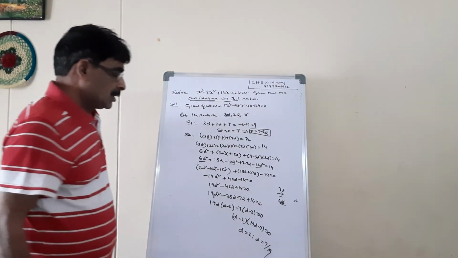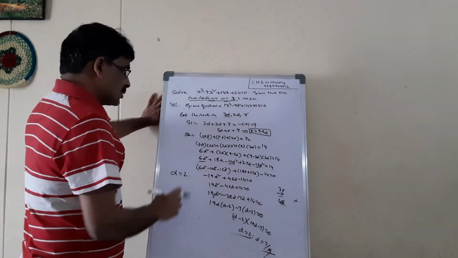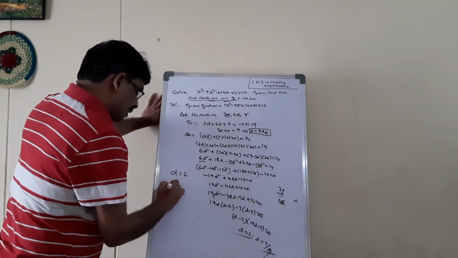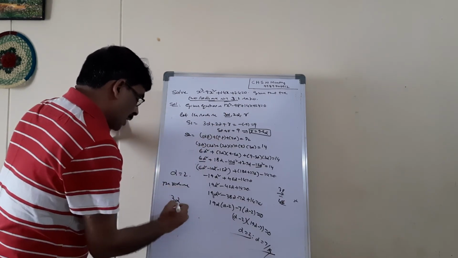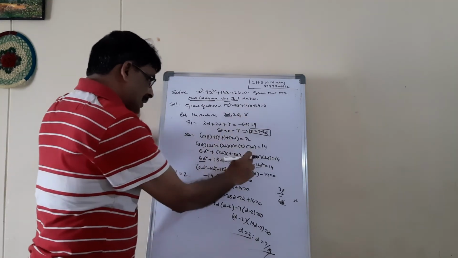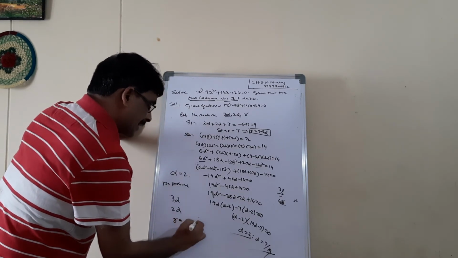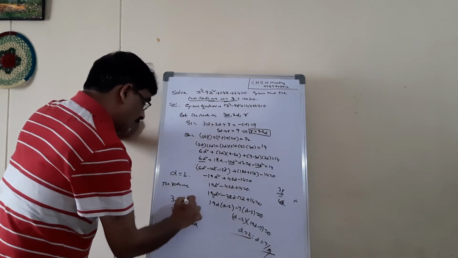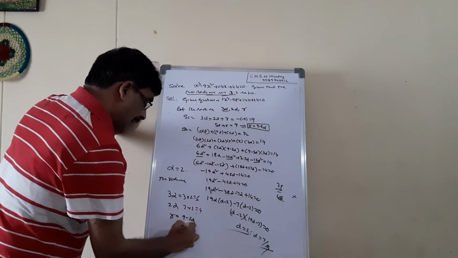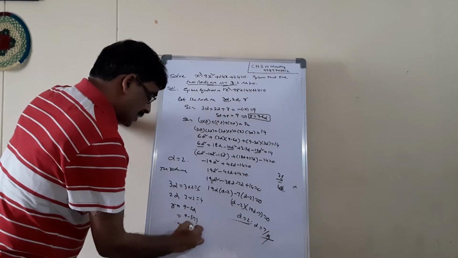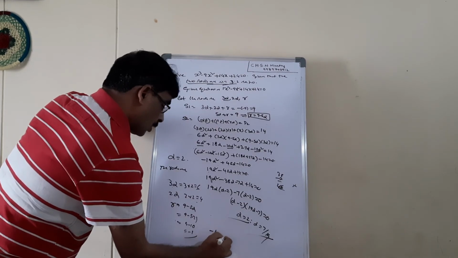See, now 7 by 19 is not applicable, so alpha equal to 2. Now what are our roots? 3 alpha, 2 alpha and gamma. What is our gamma? Gamma equal to 9 minus 5 alpha. Take alpha equal to 2: 3 into 2 is 6, 2 into 2 is 4, and our gamma is 9 minus 5 into 2, 9 minus 10 equal to minus 1. See, the roots are minus 1, 4, 6.